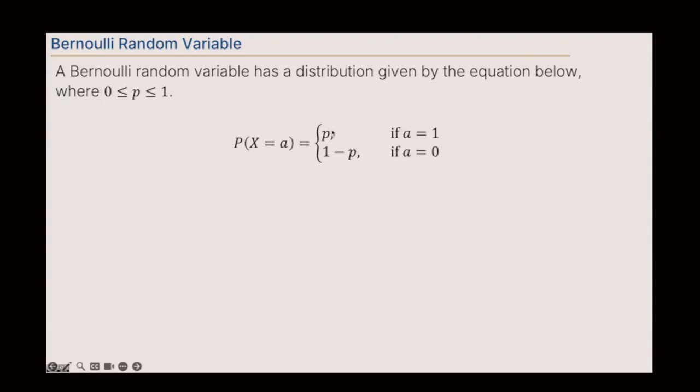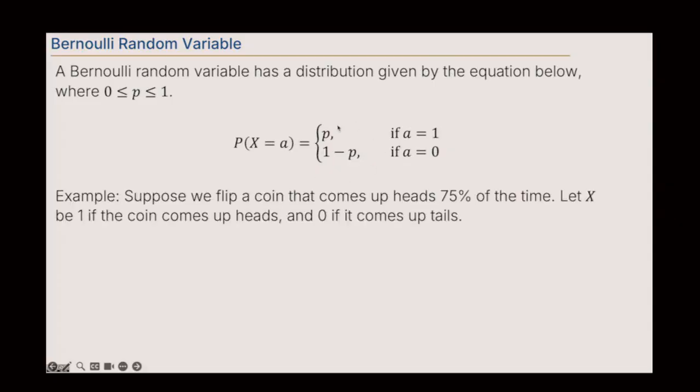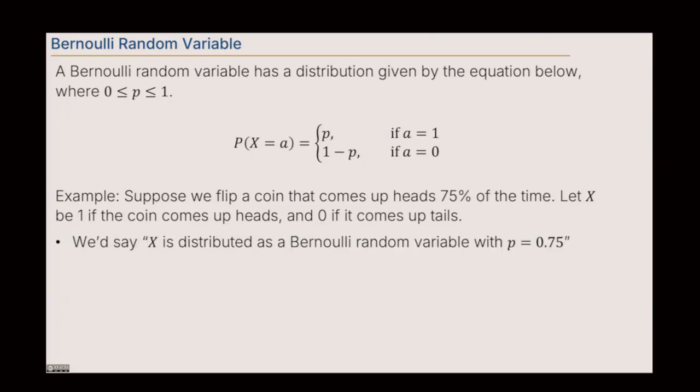Okay. So this probability, x equals a, this is the whole distribution. These are the 2 possible values in the range of the random variable, and these are the probabilities. So for example, let's suppose we flip a coin that comes up 75% of the time heads. We'll say that x is 1 if the coin comes up heads, and 0 if it comes up tails. Okay? That would be an example of such a thing. In this case, we'd say x is distributed as a Bernoulli random variable with p equals 0.75.